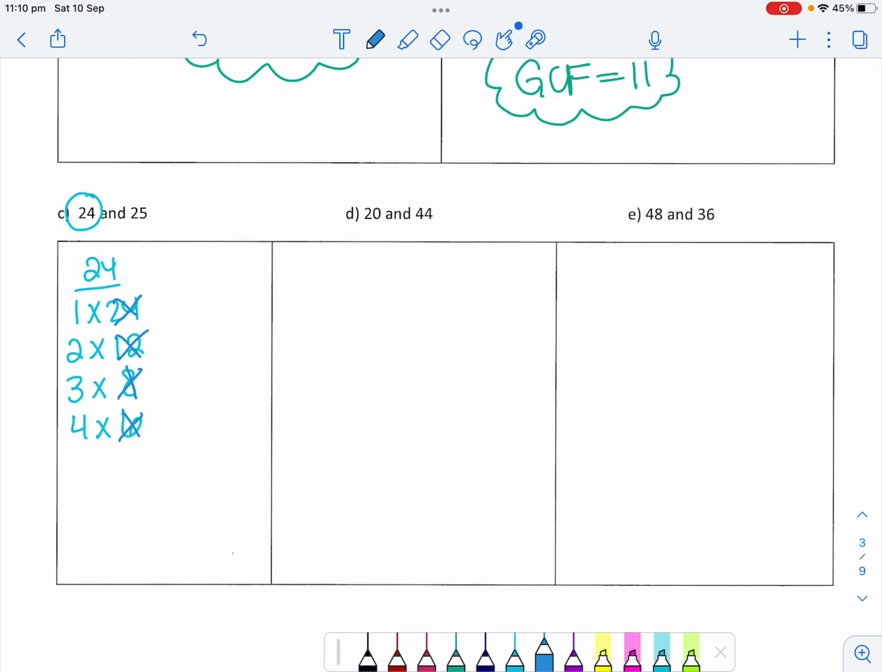Now, when I get to the end of the right-hand side, I've checked all the numbers going greatest to least on the right-hand side, I'm actually going to jump over the multiplication sign and go up the other side. So is 4 a factor of 25? No. Is 3 a factor of 25? Nope. Is 2 a factor of 25? No. And the only thing I'm left with is 1. So my greatest common factor must be just 1.